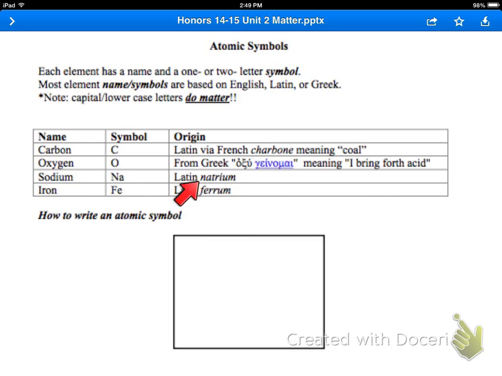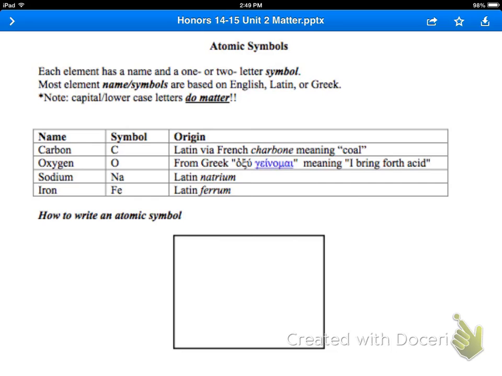It comes from the Latin. So element names and symbols that don't seem like what you'd expect usually come from Latin words. So natrium is Latin, and that's where sodium comes from. Iron is Fe, and that's ferrum, which also comes from the Latin. And you don't have to remember where they come from, but just keep that in mind.